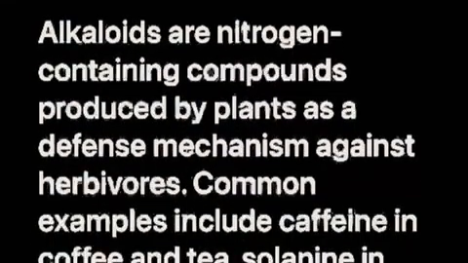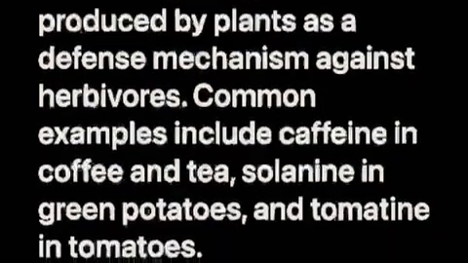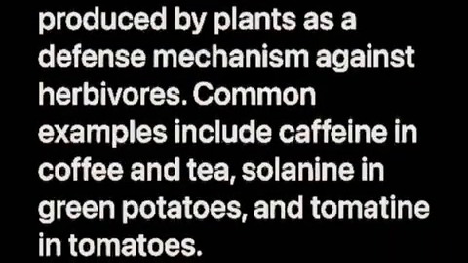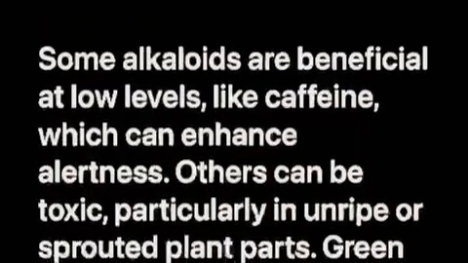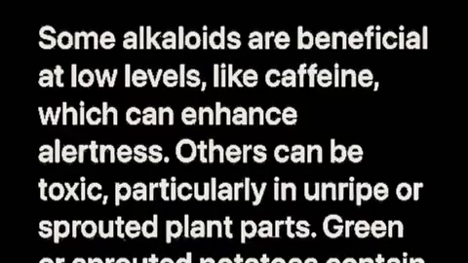Alkaloids, naturally occurring plant nitrogen compounds. Alkaloids are nitrogen-containing compounds produced by plants as a defense mechanism against herbivores. Common examples include caffeine in coffee and tea, solanine in green potatoes, and tomatine in tomatoes. Some alkaloids are beneficial at low levels, like caffeine, which can enhance alertness. Others can be toxic, particularly in unripe or sprouted plant parts.